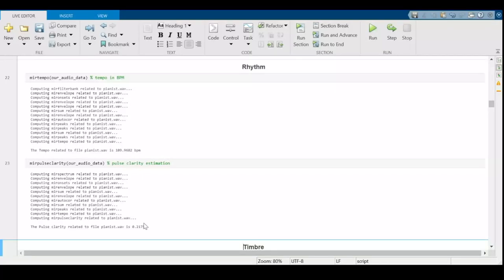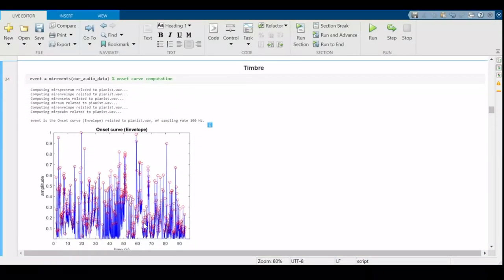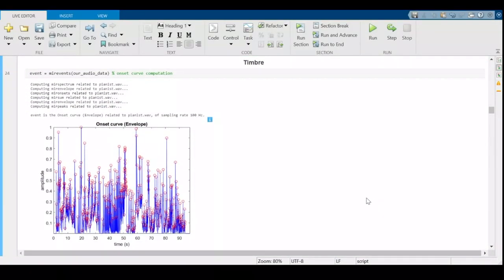Moving on to timbre. Analyzing the timbre of musical audio from a technical perspective involves quantifying and understanding the spectral and temporal characteristics that define the unique sound quality of different musical instruments, voices, or audio sources. We start by computing the attack time.